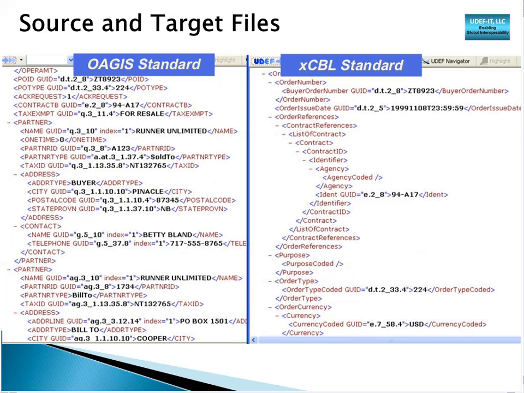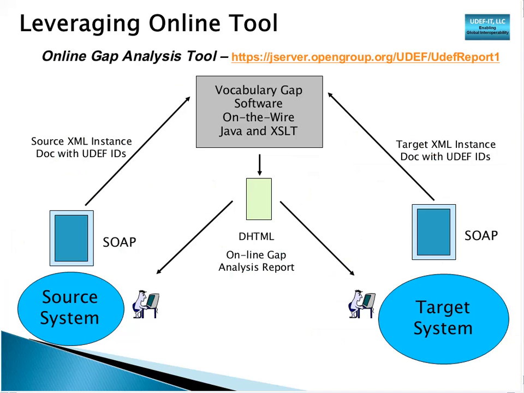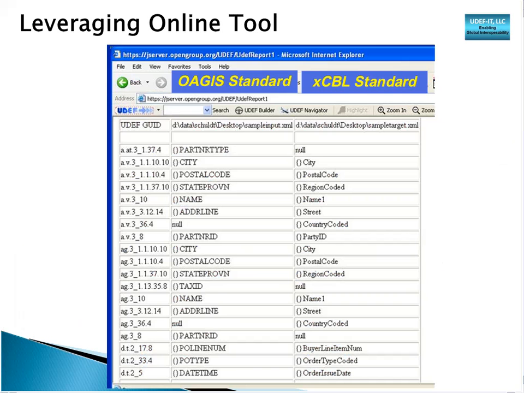And so side by side, you've got a source file and a target file, and then you send them to this link here, which is the online gap analysis tool, which is also on that section within the Open Group site. And then you end up with a source system and a target system, both on your same computer, that have UDEF IDs embedded within it.